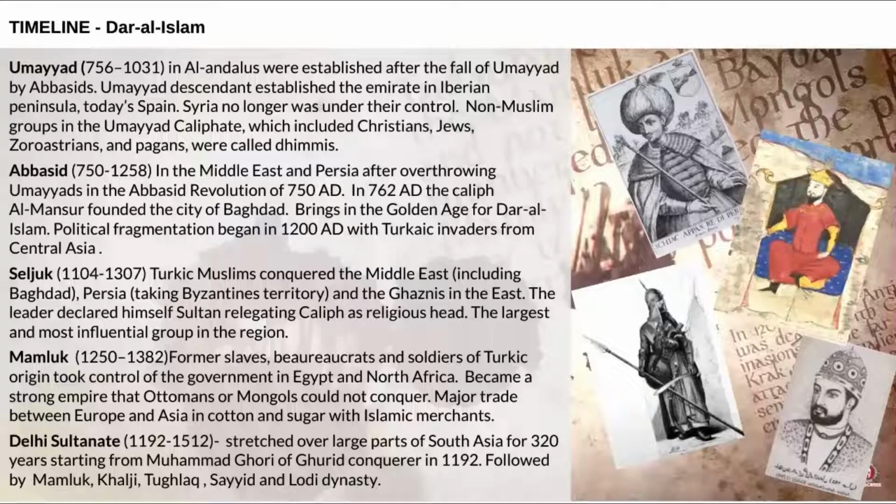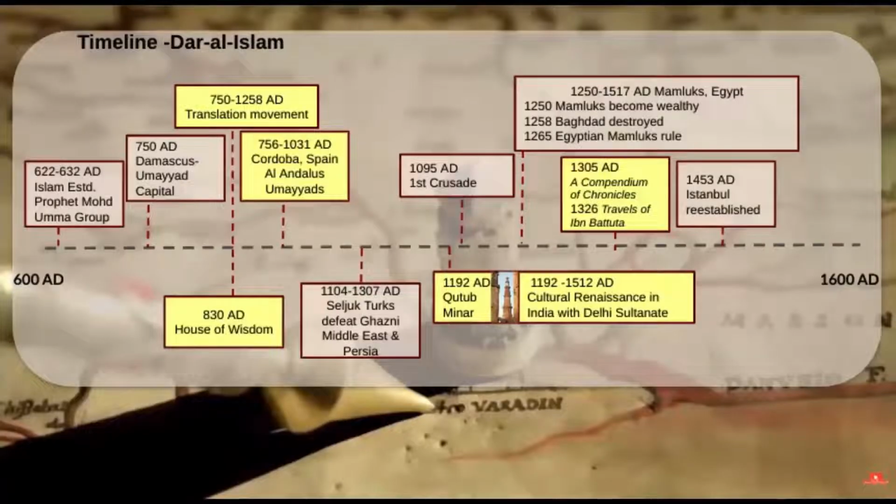Timeline: Dar al-Islam. So in the timeline there are 5 major points I would like to point out. The first is in 830 AD, when the House of Wisdom is founded. The second ranges from 750 AD to 1258 AD. It is the translation movement. This was a major time when learning was prevalent.